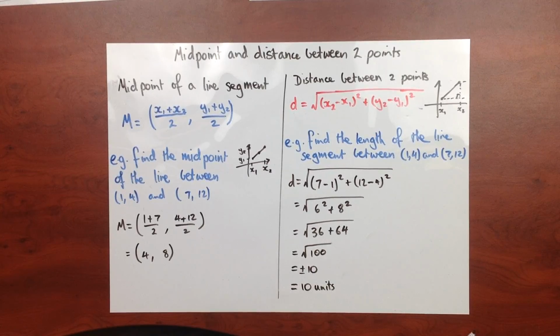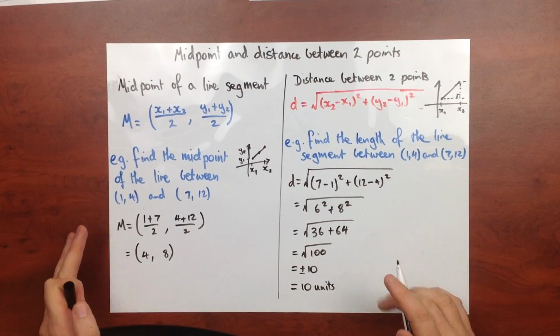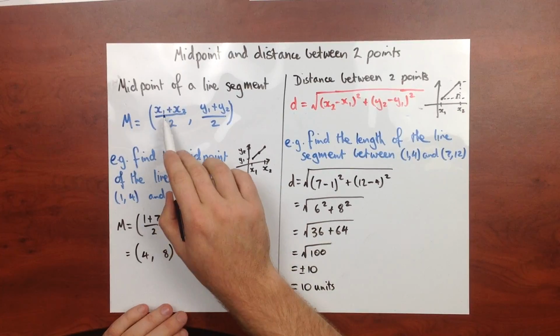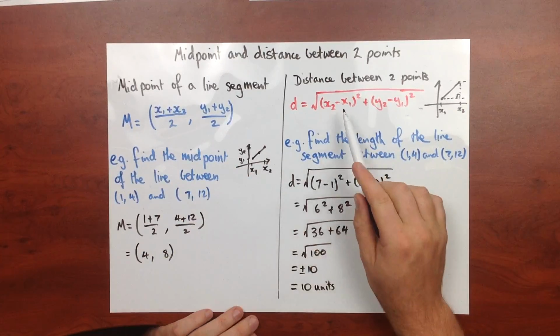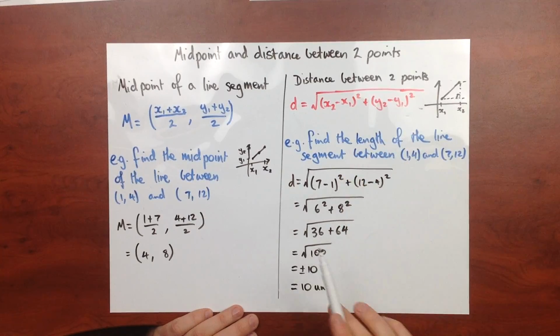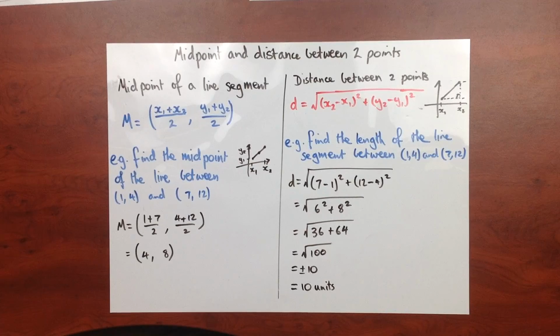So again, pretty straightforward. These rules are nice and easy to use. This one you can't muck up too badly because it's plus, so the order won't really matter too much. Just be careful here that we stick with our x2 minus x1 and our y2 minus y1. Sub them in and off you go.